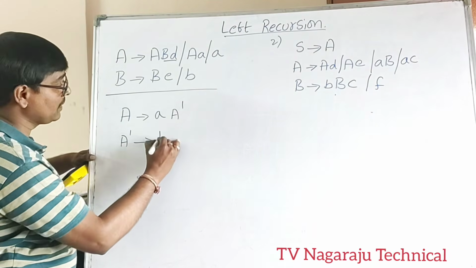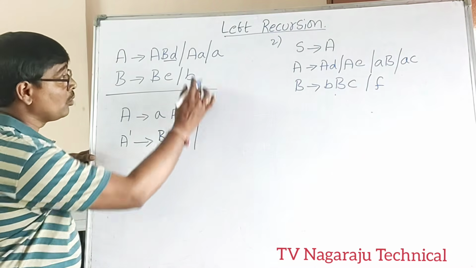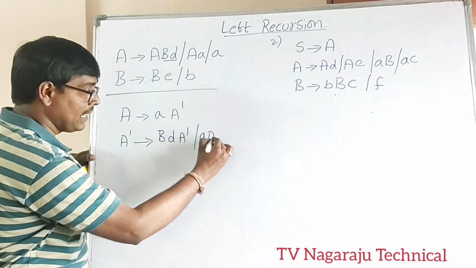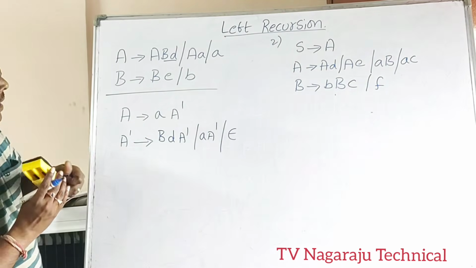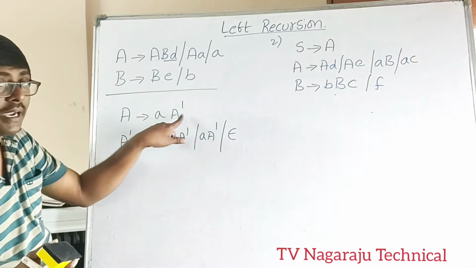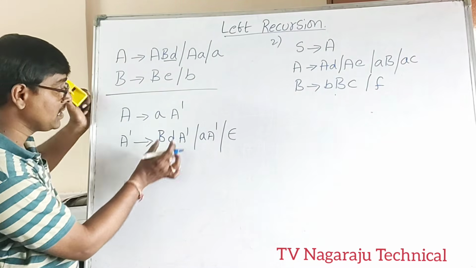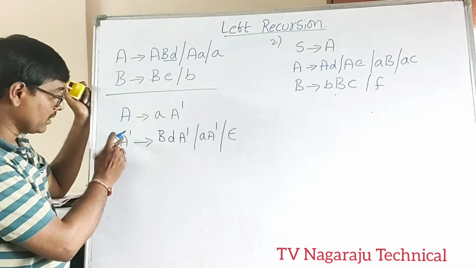What are the remaining things? B, D, A dash. Now here this one, A dash, add one more epsilon. You got the point? Observe all the productions that do not start with A, write A dash. Now this A dash is replaced with this; the left recursion is converted into right recursion.